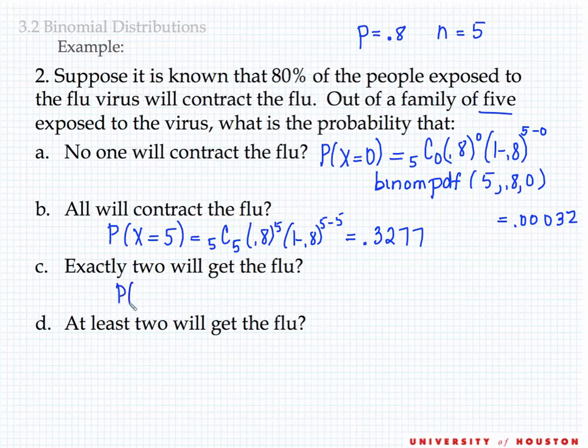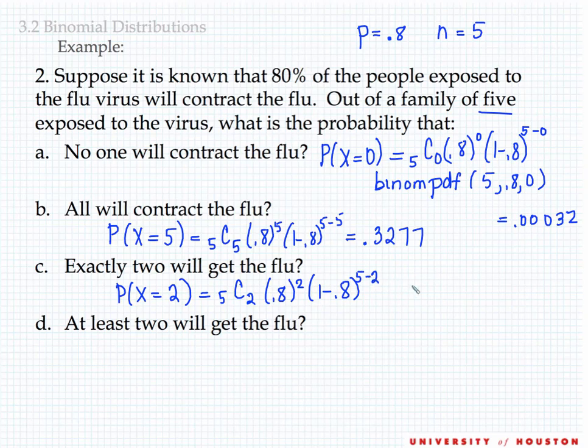The probability that exactly 2 people will get the flu will be 5c2, 0.8 to the second, 1 minus 0.8 to the 5 minus 2. Or again, we can use the binomial PDF command, or if we're in RStudio, our command is dbinom. This answer will be 0.0512.